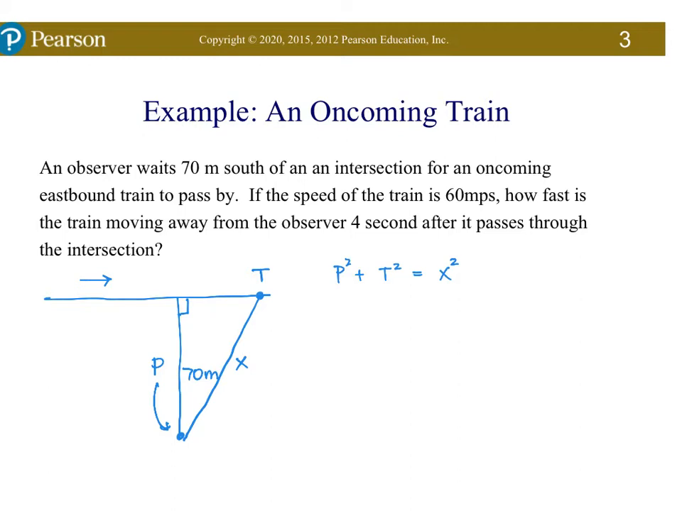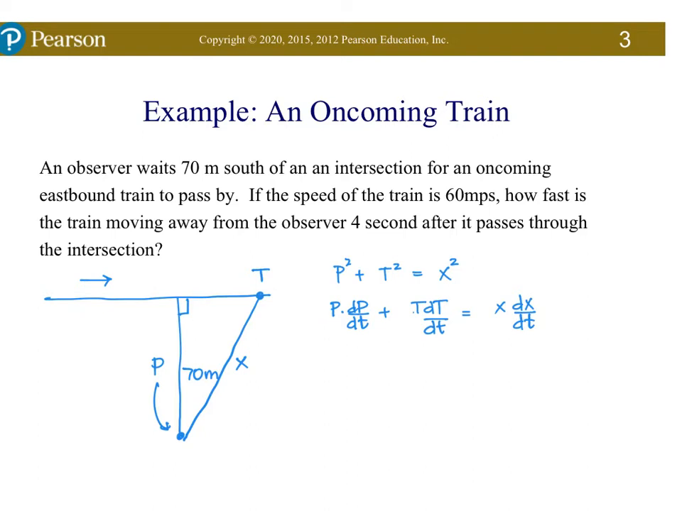Then we're going to take the derivative. So the derivative of p squared with respect to time is 2p times the chain rule of dp dt. And then the derivative of the train would be 2t times the chain rule of dt over dt. And then 2x multiplied by the chain rule of dx dt. Now we've got all of these 2's in there, so we can divide the whole equation by 2, which will clean it up for us.